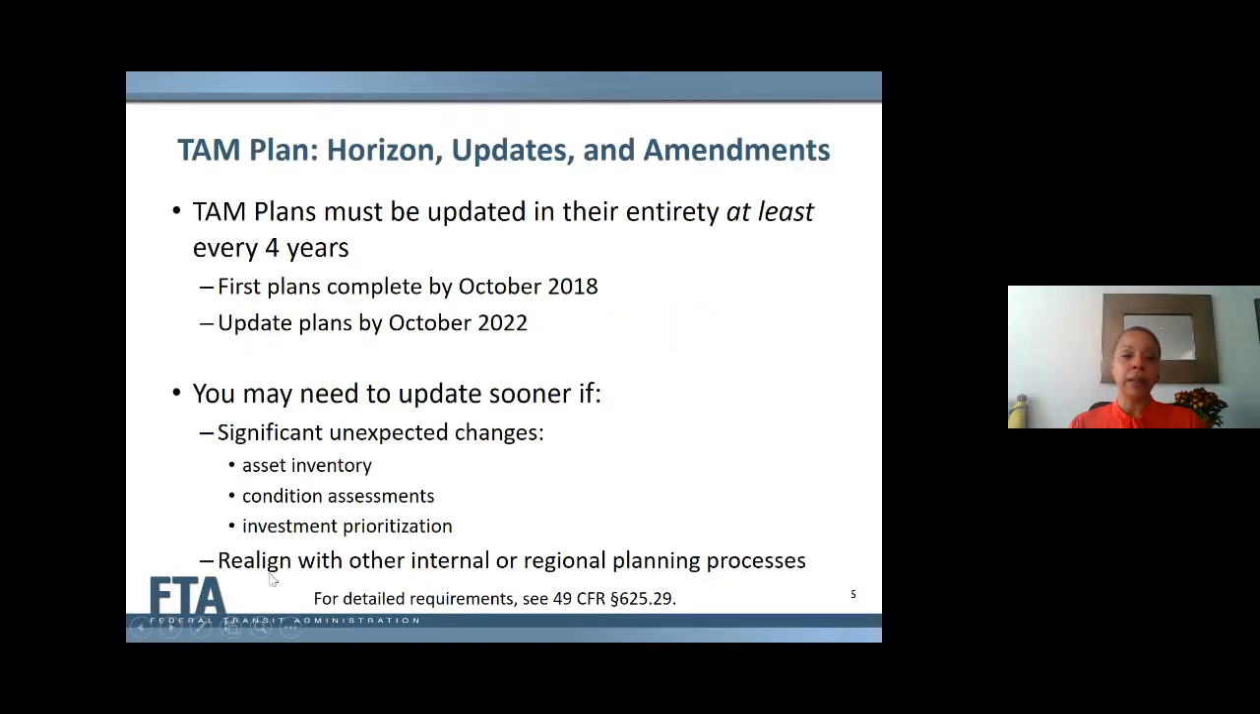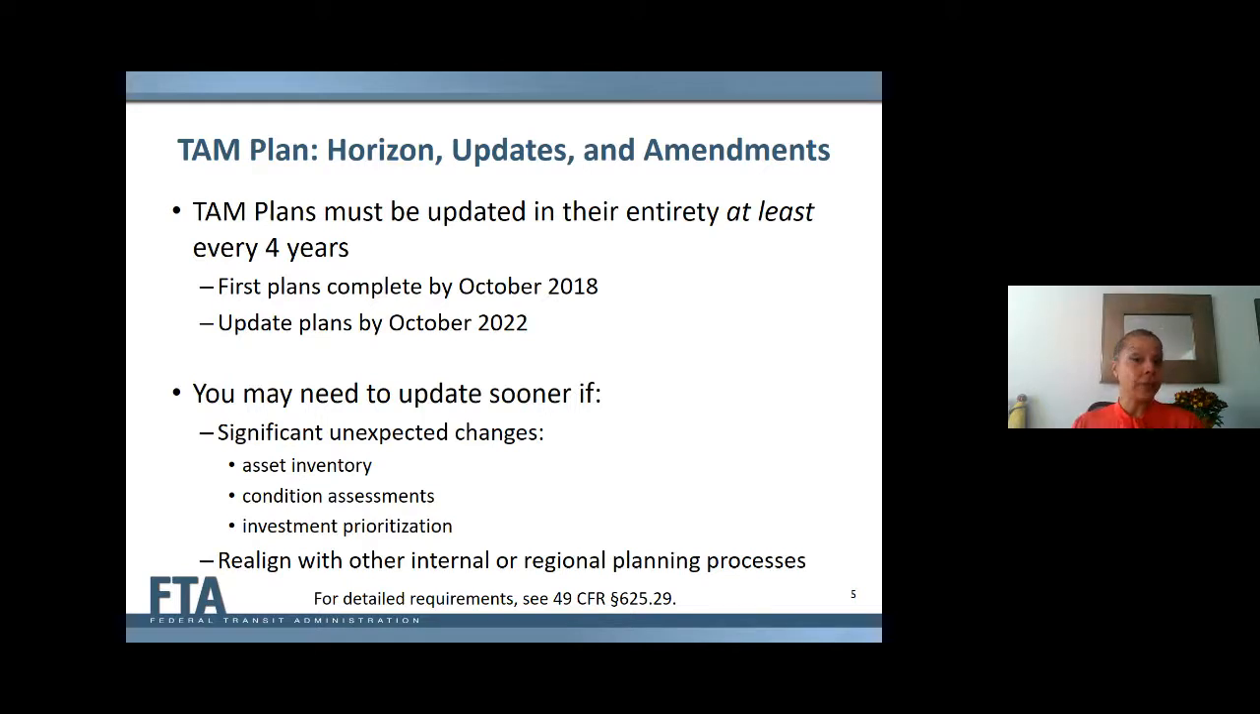So the highlighted program updates. I receive questions periodically from recipients, and so do TAM points of contact in the regions. This is a question that's come up recently about the TAM plan horizon updates and amendments. TAM plans must be updated in their entirety at least every 4 years. So the first plans were completed October 2018, which means that an update is expected October 2022.